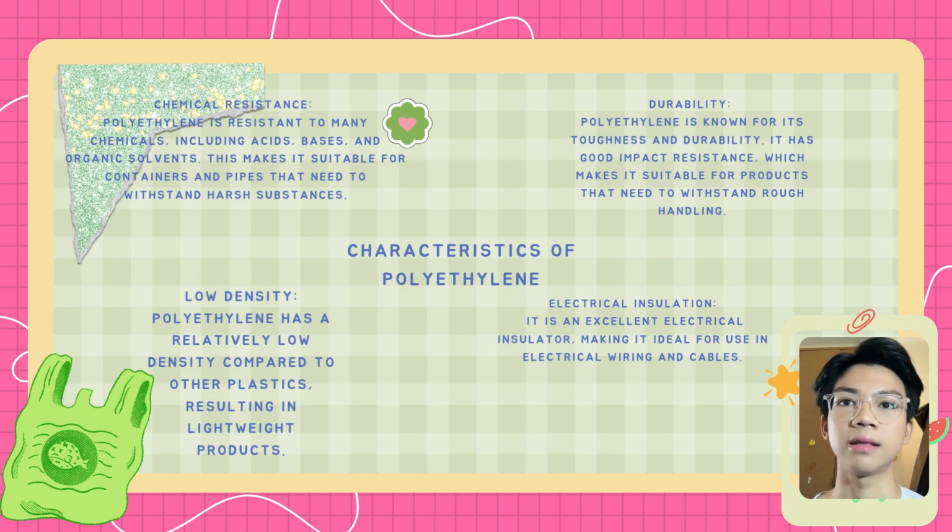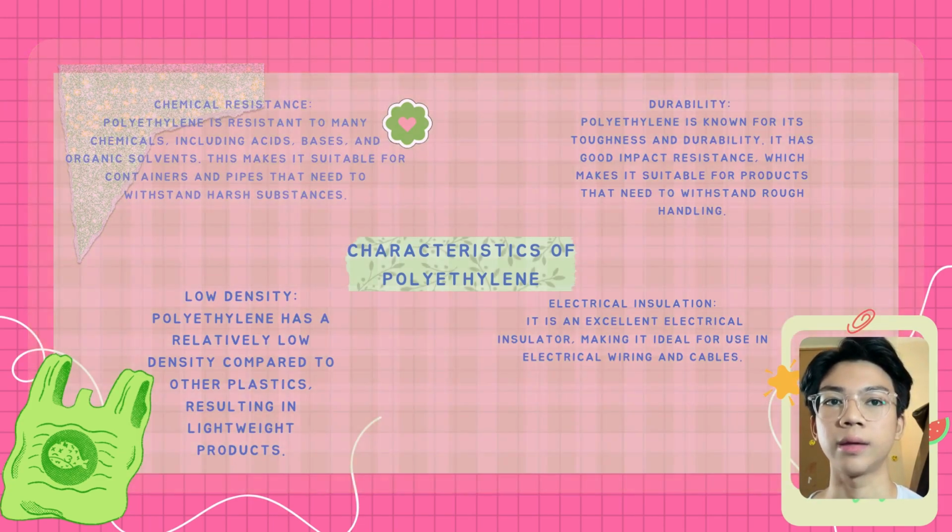Other than that, there is also low density. Polyethylene has relatively low density compared to other plastics, resulting in lightweight products. Lastly, polyethylene is also an electrical insulator. It is an excellent electrical insulator, making it ideal for use in electrical wiring and cables.